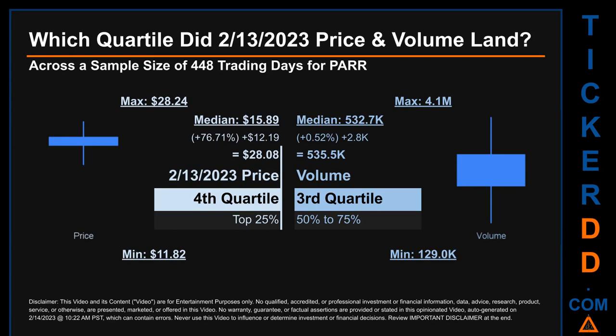The day's volume landed within the third quartile, that is within the 50% to 75% range of all sampled daily volume, which saw a max daily volume of 4.1 million and a minimum of 129,000. Quartiles tell us about the spread of a data set by breaking that data set into quarters, just like how the median breaks the set into half. Descriptively, PARR has a median price of $15.89. Therefore, February 13, 2023 price was higher from that middle marker by 76.71%. The day's volume of 535.5 thousand was more than the median by 0.52%.